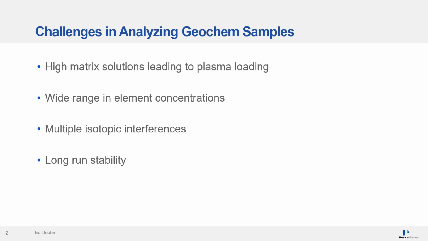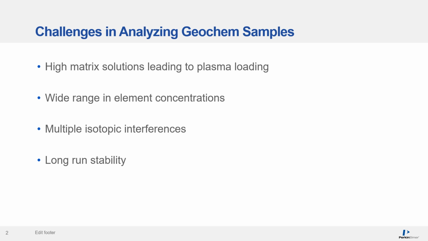Geochemical samples have elements of interest from the low ppb range all the way to the high ppm range, presenting a very wide range that a spectrometer would have to cover. Traditionally, these samples are analyzed twice, once on an ICP-OES for the major elements and once on an ICP-MS for the minor elements.